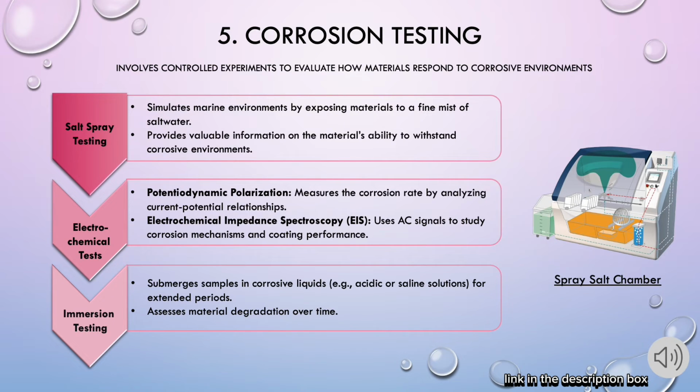The potentiodynamic polarization aims to measure the corrosion rate by analyzing current-potential relationships, while electrochemical impedance spectroscopy, EIS, uses AC signals to study corrosion mechanisms and coating performance. EIS is particularly useful for studying the long-term behavior of materials in corrosive environments.